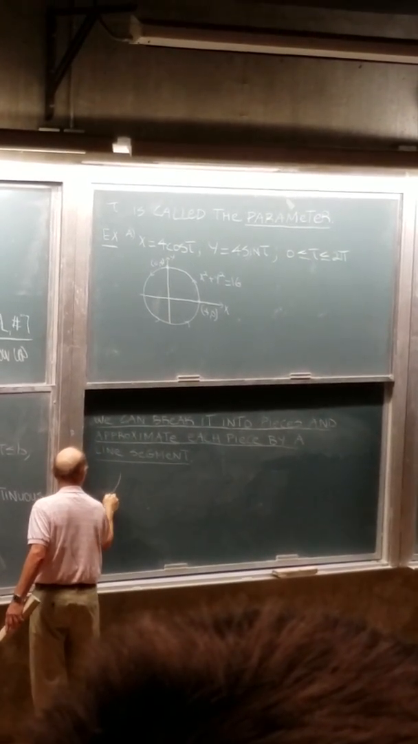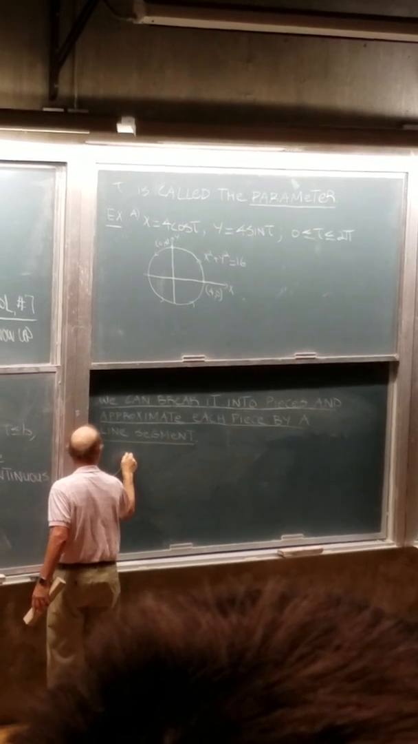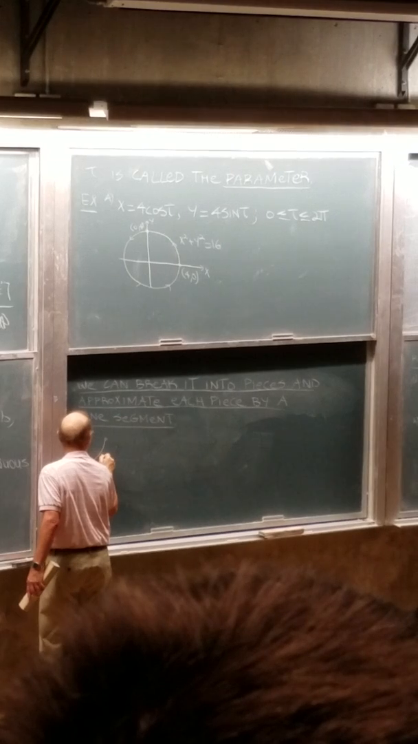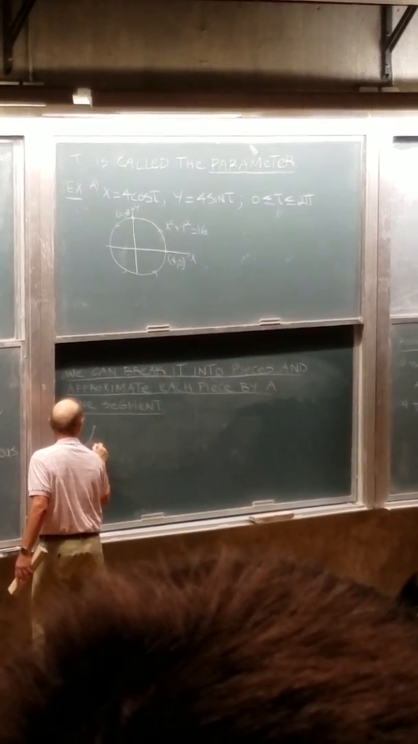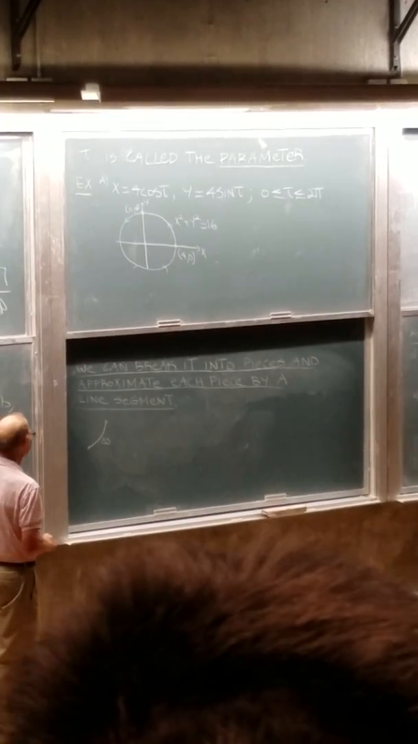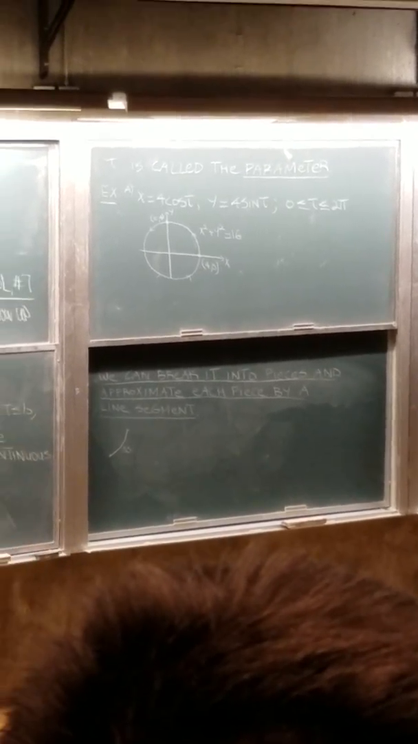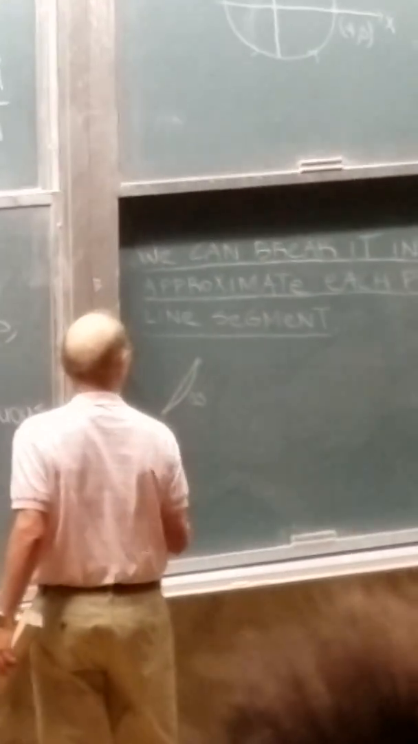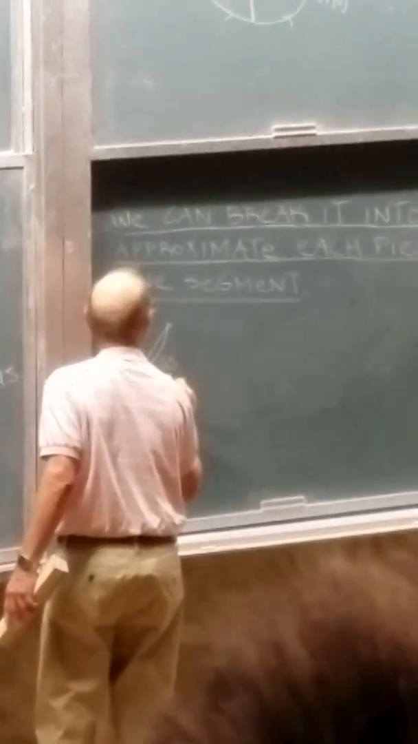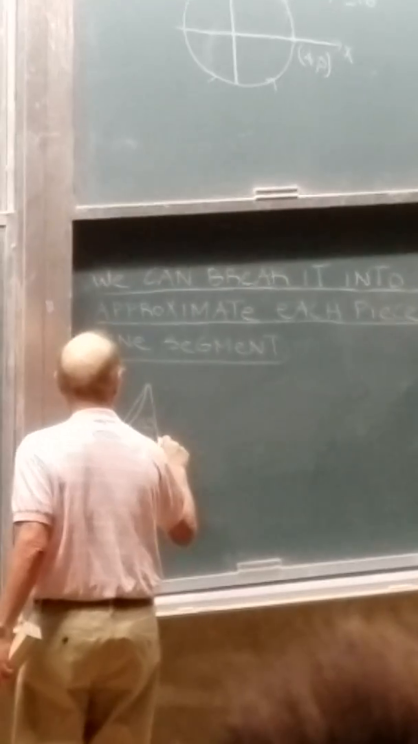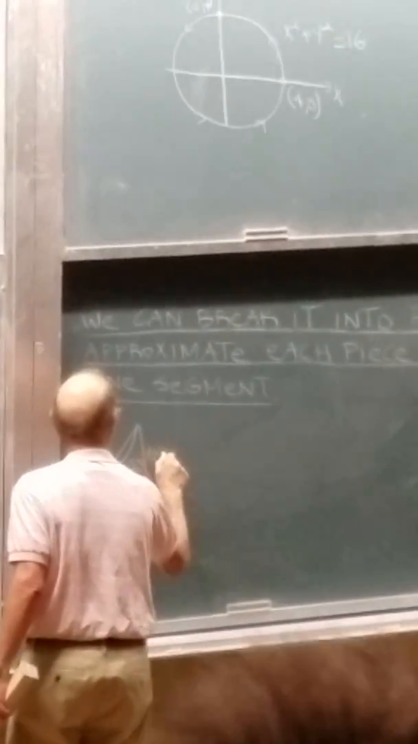So let's say we have a piece of the curve that looks like this, and I'm going to call this distance delta s, where I'm going to use s for arc length. So that's going to be the length of that piece of the curve. And I'm going to approximate that length by the length of this line segment. To find the length of this line segment, I can use the Pythagorean theorem. This is going to be the change in x, and this distance is going to be the change in y.